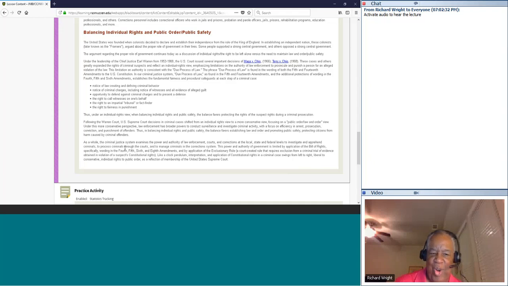As a whole, reading this at the bottom, the criminal justice system examines the power and authority of law enforcement, courts, and corrections at all levels, local, state, and federal. Okay, and then your basic criminal amendments, criminal law, and the Bill of Rights are the 4th, 5th, 6th, and 8th, and I've already provided you information about that. Okay.